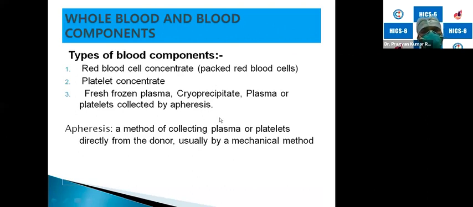If you come down to components, there are three types of components that we can derive from whole blood. Red blood cell concentrate, we call packed cell or PRBC or packed red blood cells. Platelet concentrate, fresh frozen plasma, cryoprecipitate plasma, or platelets collected by apheresis. Apheresis is a method of collecting plasma or platelets directly from the donor, usually by a mechanical method.